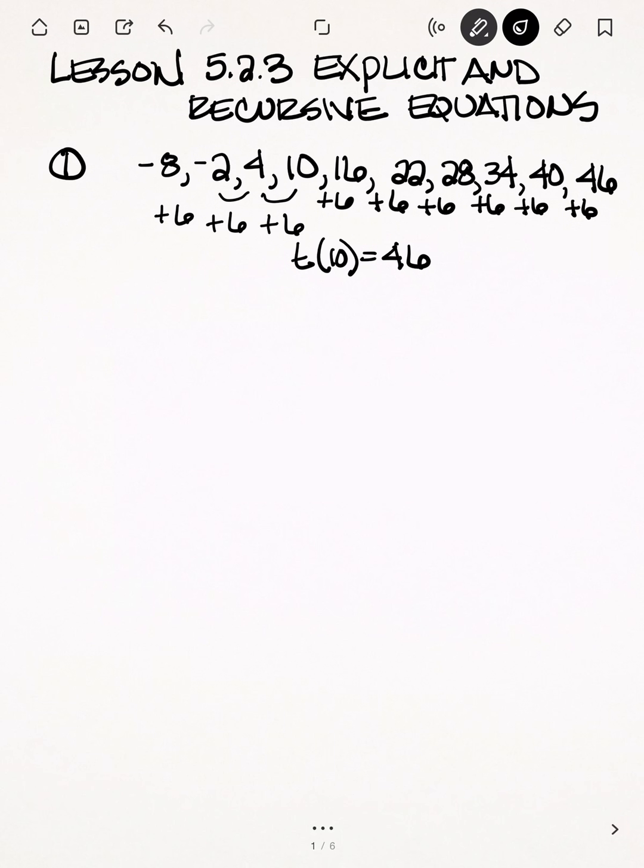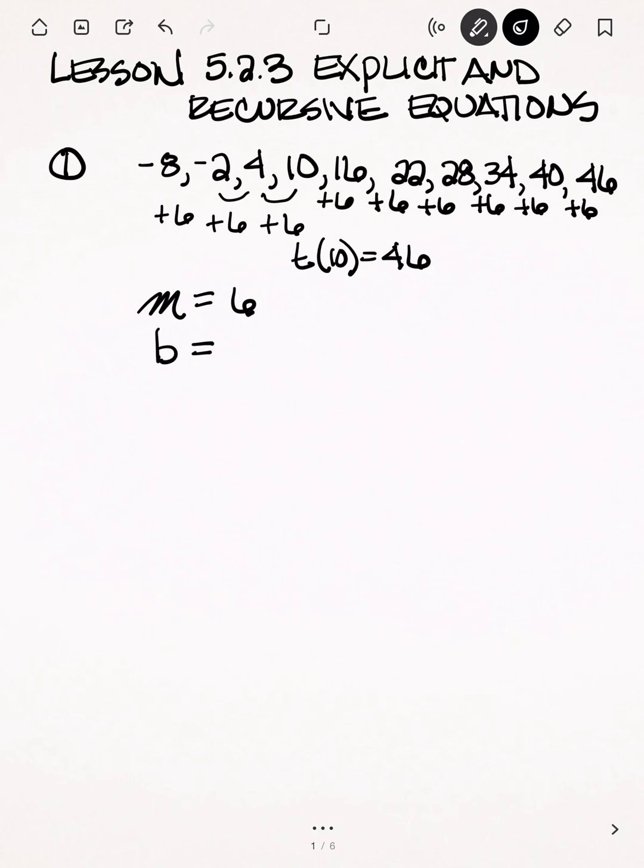Now, if they wanted us to find the 527th term, we definitely wouldn't want to do it that way. We would want to do something else. What would be another way that we could find the 10th term? Well, maybe we could write a rule, and then we could just plug 10 into the equation and come up with our answer. So, in order to write a rule or an equation, we need to know two things. We need to know what our slope is, and we need to know what our starting point is. Well, our slope is 6 because that's our sequence generator. It's also our common difference.